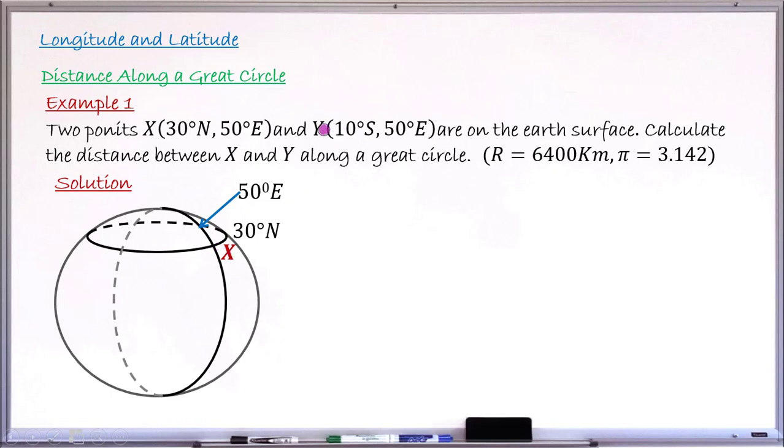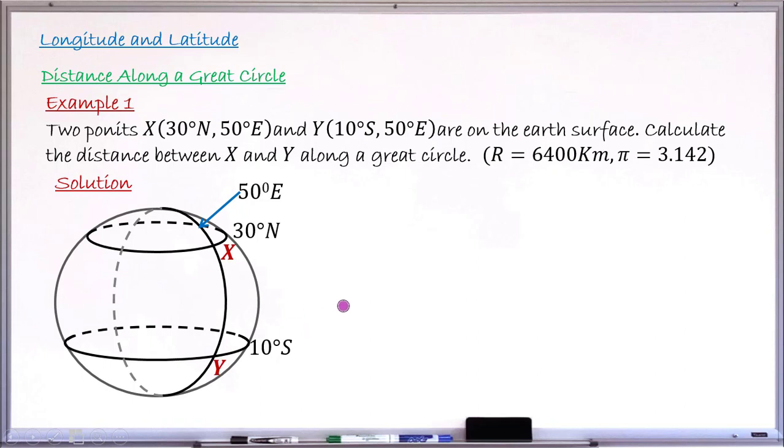So I move to locate the second point y. Y is on the same longitude 50 east. I have it already. So what remains is to sketch this latitude 10 degrees south. So let me go somewhere and draw my latitude 10 degrees south, and where this latitude crosses this longitude will now be the position of the point y.